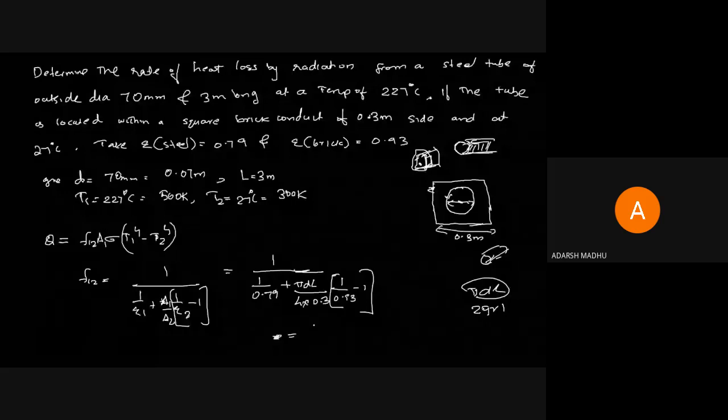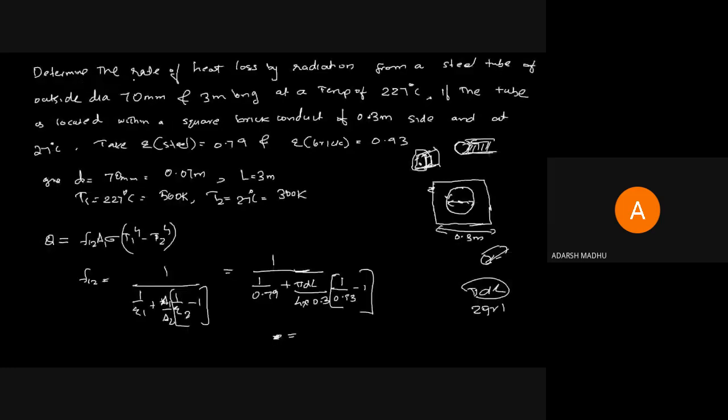And therefore, substituting that particular value, we get the final answer. After finding the value, we can find Q equal to F12 into area 1. Area 1 means the first area, the inside area of the cylinder, which is pi dl. Q equals pi dl into sigma, where sigma is 5.67 into 10 raised to minus 8, the Stefan-Boltzmann constant, into T1 raised to 4 minus T2 raised to 4.